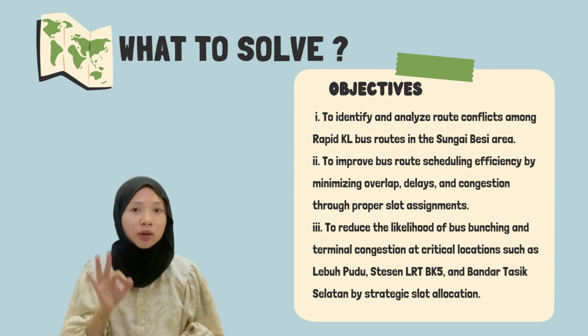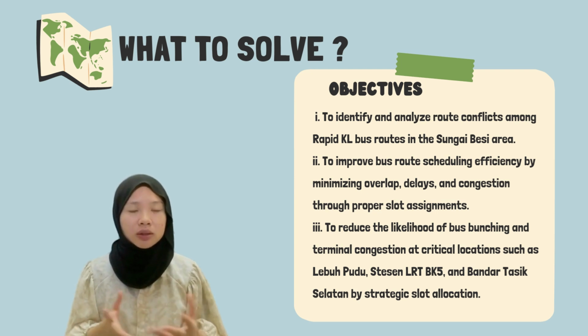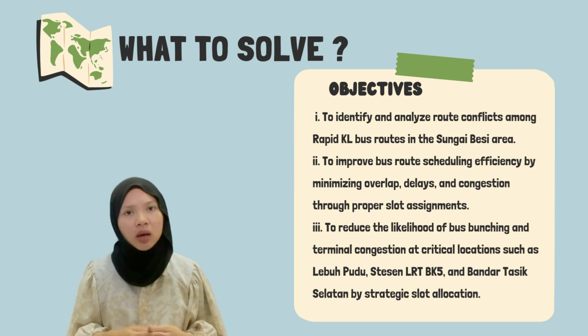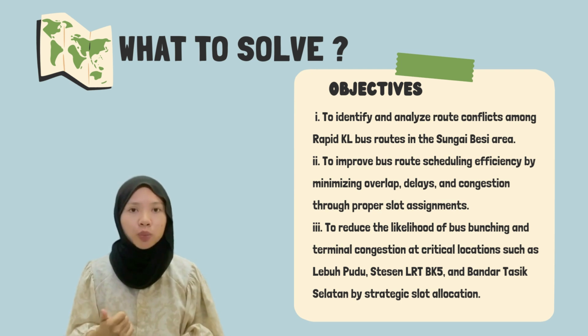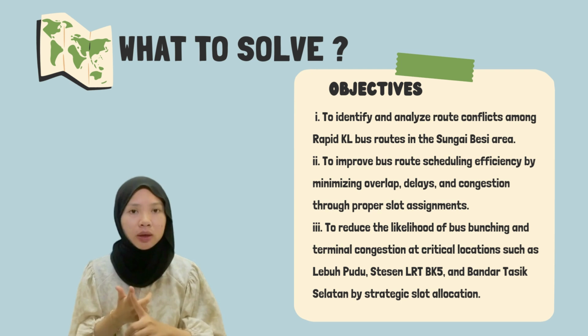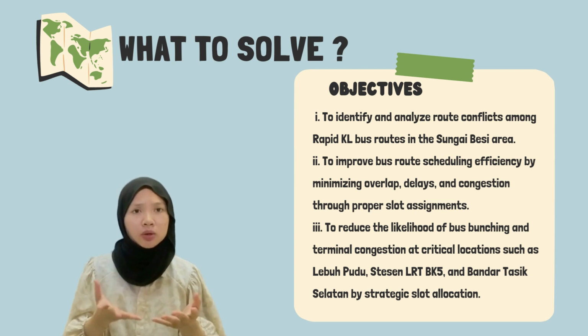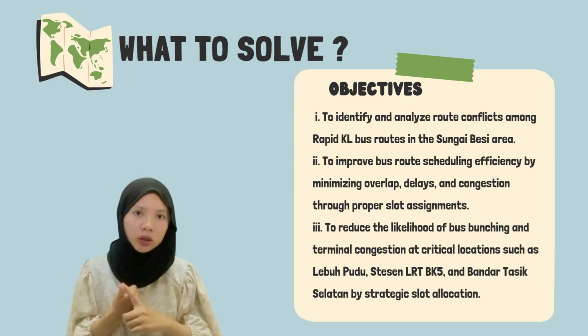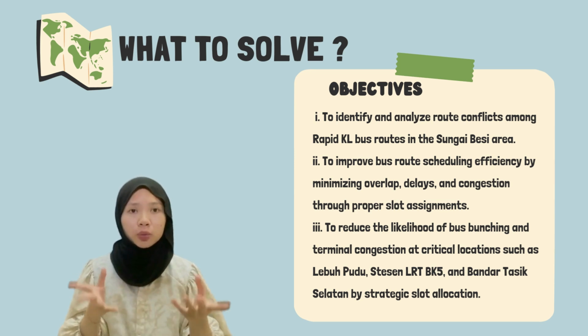Lastly, our third objective is to reduce the chance of bus bunching and terminal congestion, especially at critical hotspots like Lebuh Pudu, Stesen LRT BK5, and Bandar Tasik Selatan. These are key connection points, and if scheduling is not managed well, it leads to overcrowding, delays, and poor commuter experience.